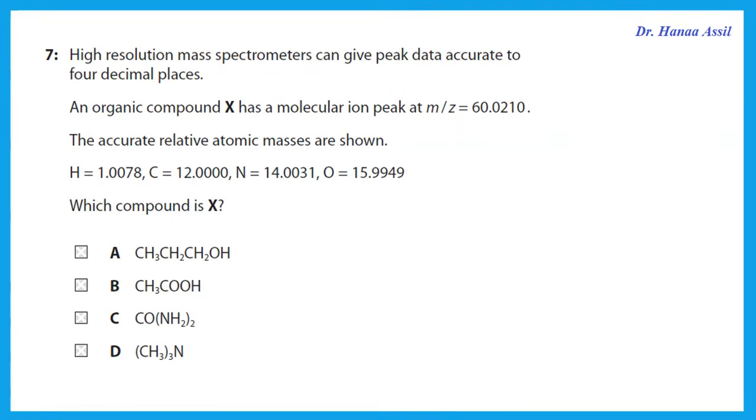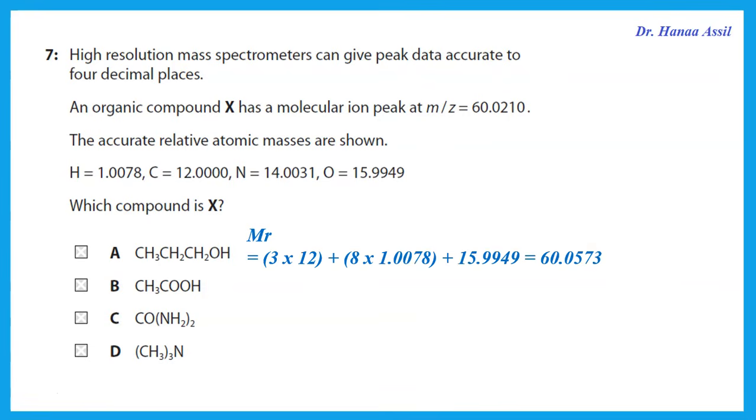High-resolution mass spectrometers can give peak data accurate to 4 decimal places. An organic compound X has a molecular ion peak at m/z 60.0210. Remember, that means that that is the exact Mr, or molecular mass, of that compound. The accurate relative atomic masses are shown. Which compound is X?